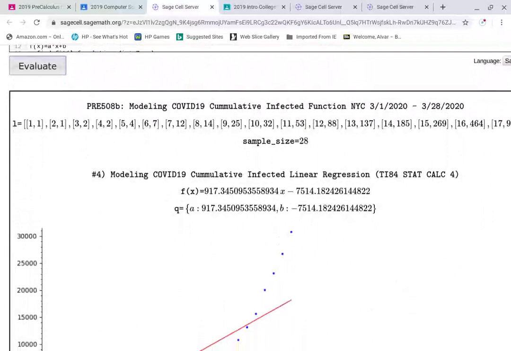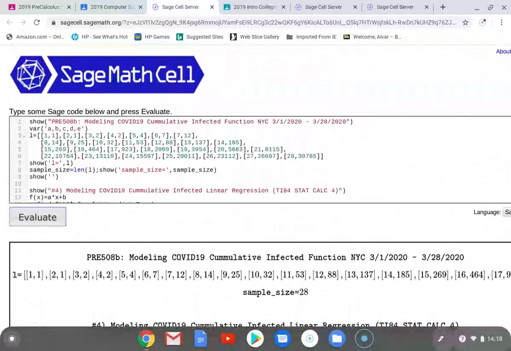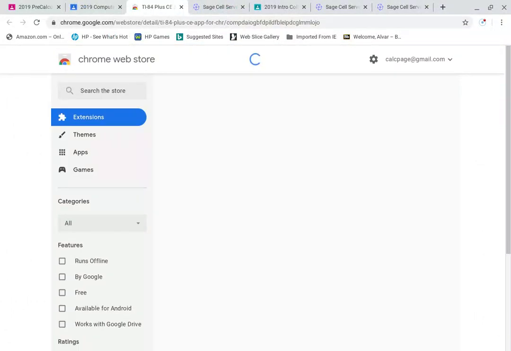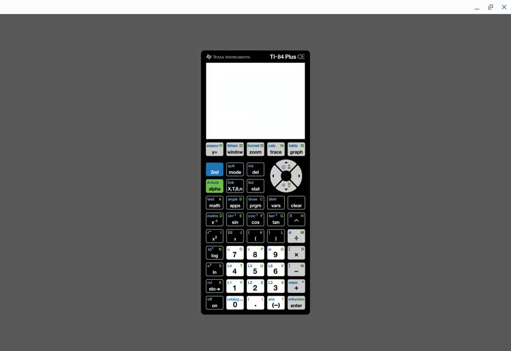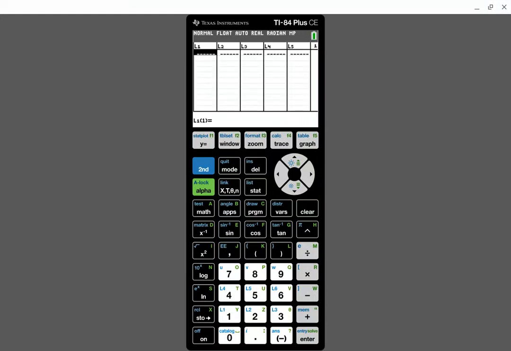All right, so let me just bring up my data over here. There it is. Okay. All right, so let me start the TI-84 emulator. There it is. Good. All right, let's do stat edit. Okay, so I'm just going to do what we did from last week. That was 28 days, right?